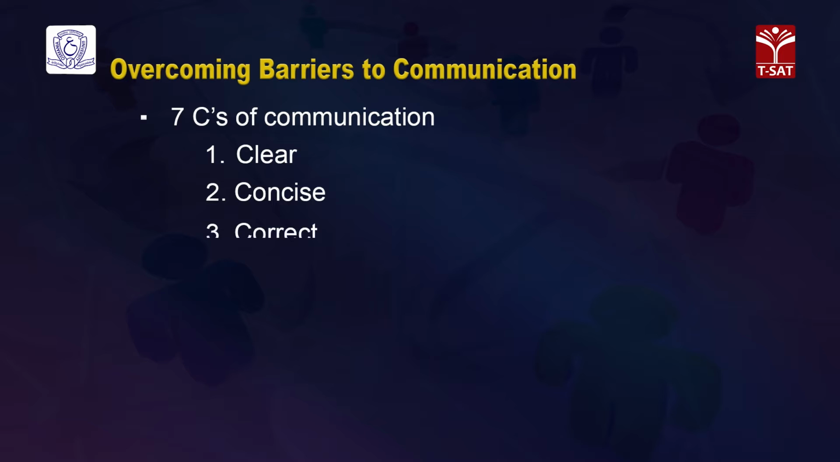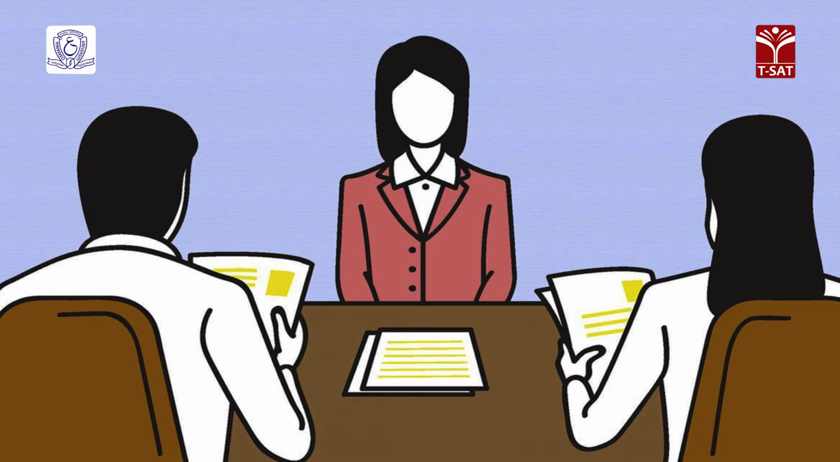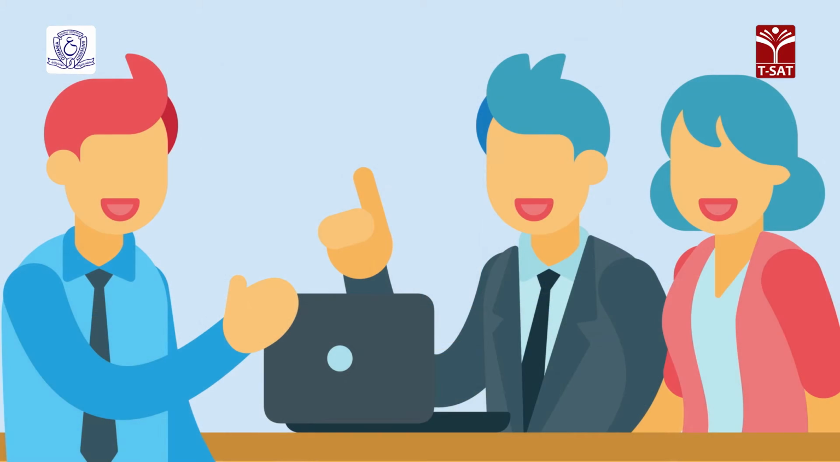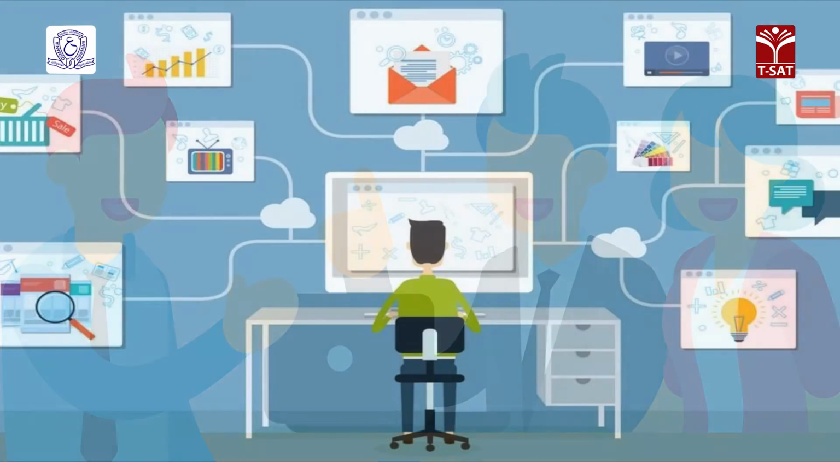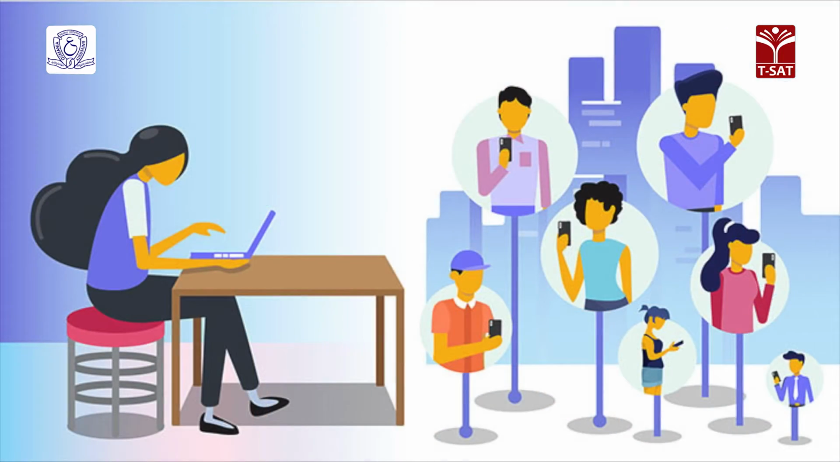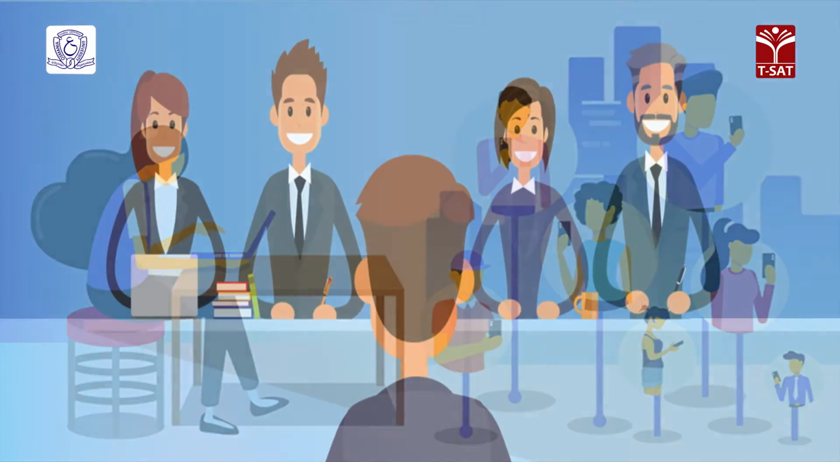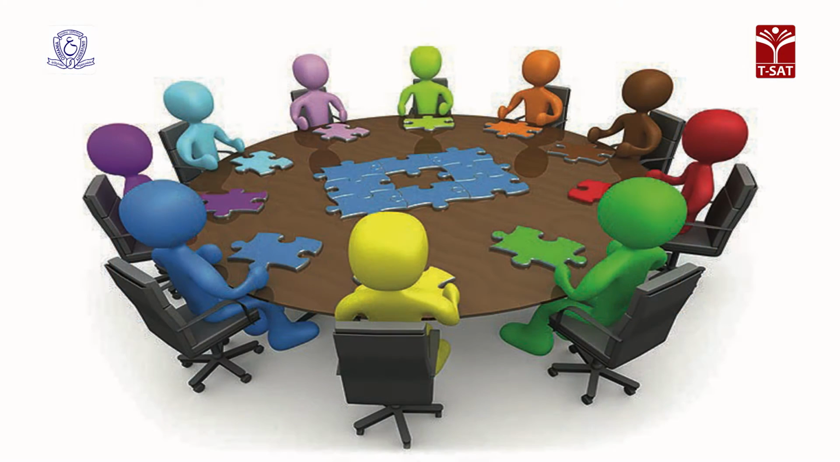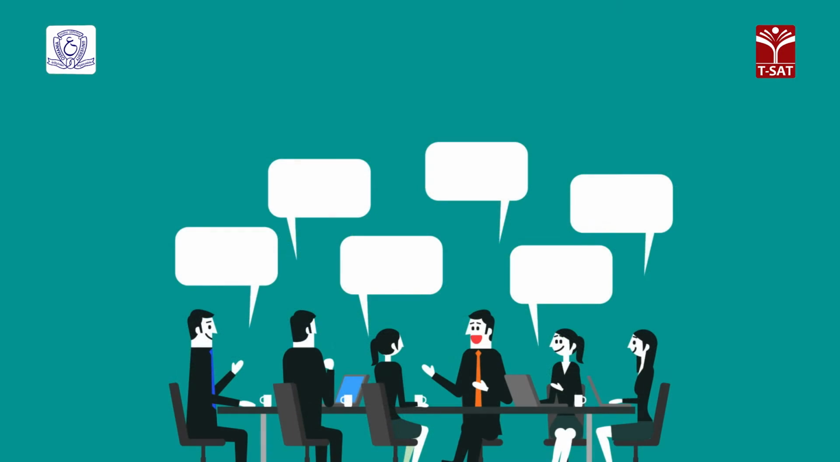The next C is correct. It is always a prudent practice to convey information that is checked and verified for its accuracy. Incorrect, indirect and incomplete messages often lead to misunderstanding and conflicts. It is always important to convey information that is backed up by research, and if it is a matter of personal opinion, it can be specified clearly to avoid any sort of confusion.